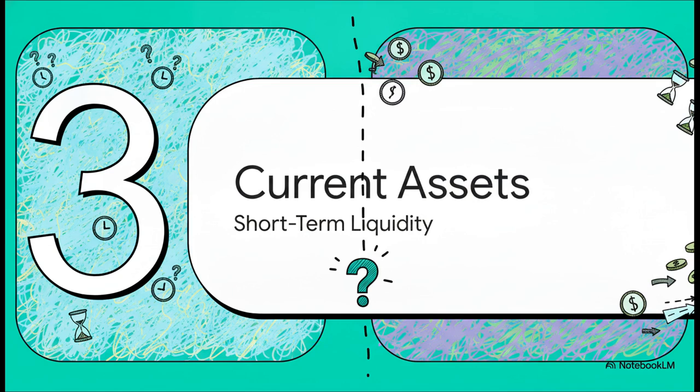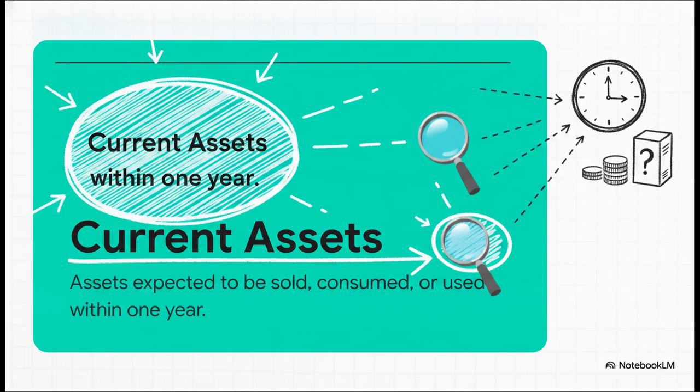Section 3. Current assets. Now, what's really interesting about this next slide is how we begin splitting these assets into 2 distinct categories based entirely on time. Let's start with current assets. These are all the assets of a company that are expected to be conveniently sold, consumed, used, or exhausted through standard business operations within 1 year.